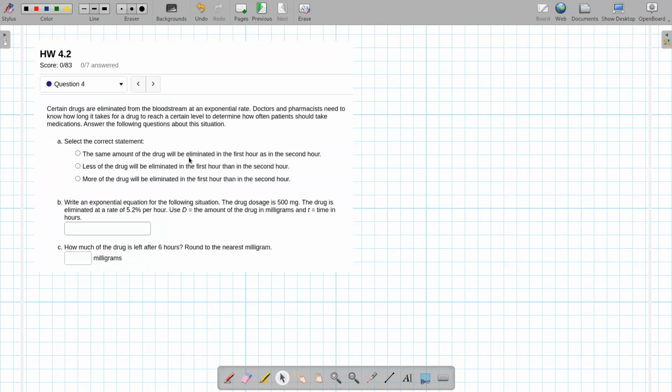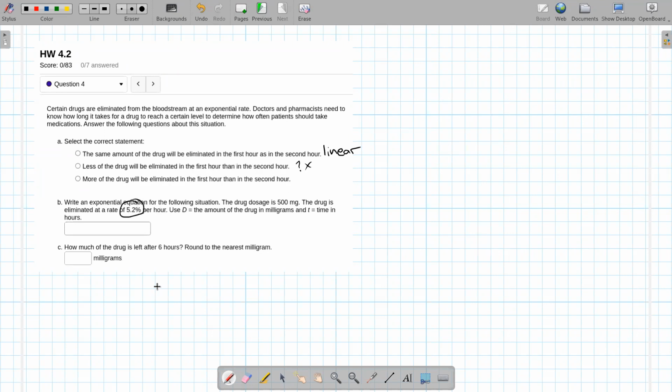The same amount of the drug will be eliminated in the first hour as the second. Well, that would be linear change. That describes linear change. Less of the drug will be eliminated in the first hour than the second hour. Okay, so we're eliminating from the bloodstream here. And if you think about the car depreciation problem, it lost more value in the beginning because it was worth more in the beginning. Okay, so I'm not sure about that. That seems unlikely.